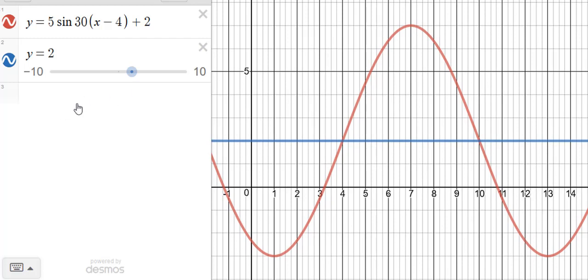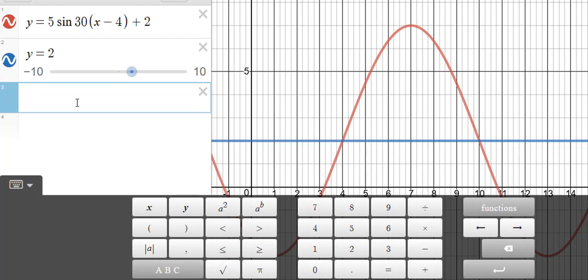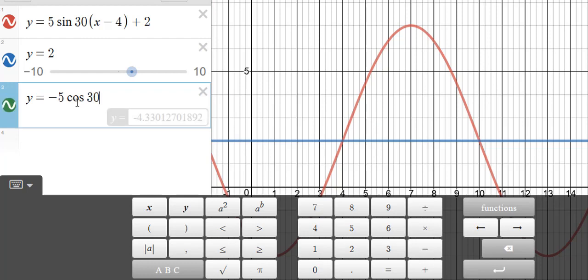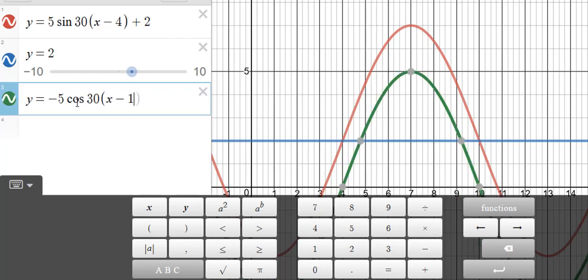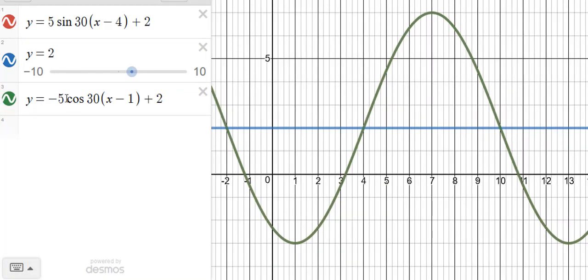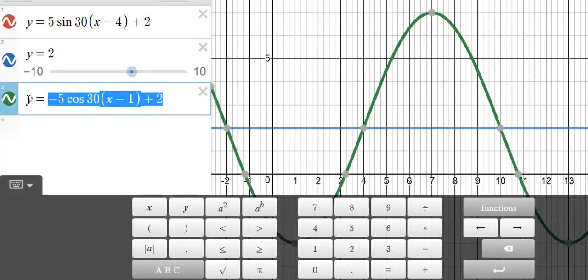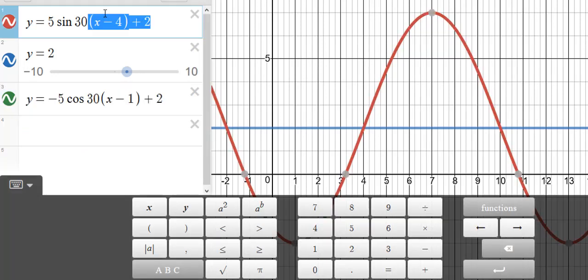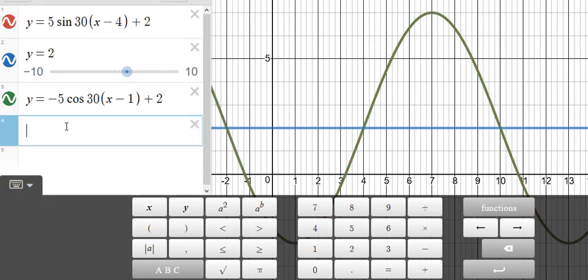Okay, we could test out that we got things correct when we typed in cosine. We said -5 cos 30. We said x minus 1. See how it's starting to become the same thing? And we said +2 on the end. Next thing you know, we have a green sine curve that overlaps the old red one from here. Because they overlap each other, we know that our guess for this was the exact same as this, and therefore we know we got the exact right answer.